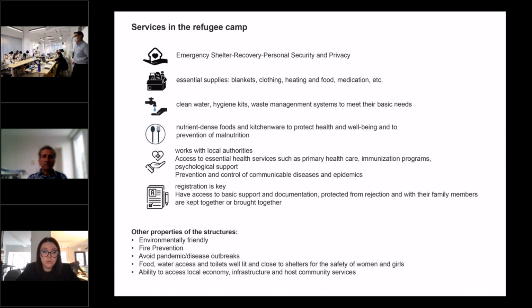You get access to food and water, and the women and girls are safe, so they try to keep them safe. And there is the ability to access the local economy, infrastructure, and community services.